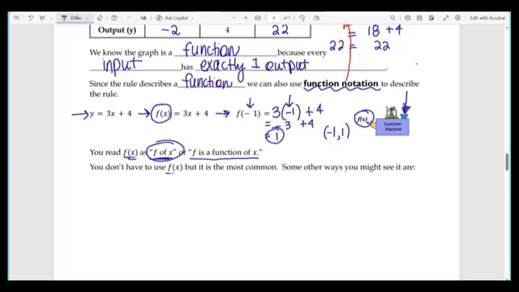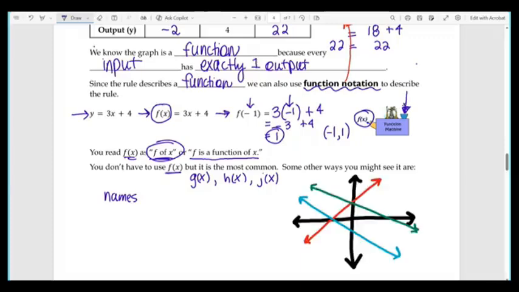You don't have to use the f. You could also say g of x, h of x, j of x. These are just names. Just like I have a name, my name is Jennifer, you have a name. If we're all in the same room together, it's nice that we all have different names so we know who we're referring to, right? It's the same thing on a graph.